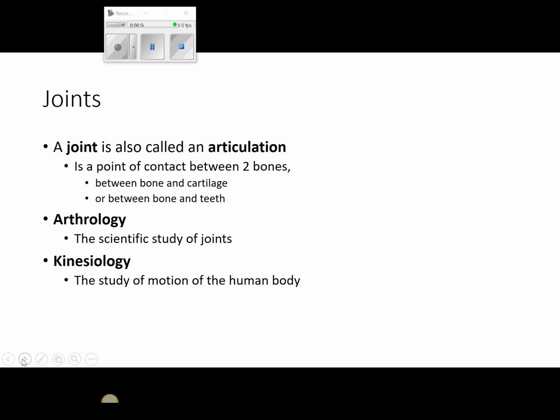So, of course, a joint is also called an articulation. It is a point of contact between two bones. It does hold the bones together in ways that are going to allow movement. You do have articulations between bone and cartilage, and also articulation between the bone and teeth. Arthrology is the scientific study of joints. Kinesiology is the study of motion of the human body.